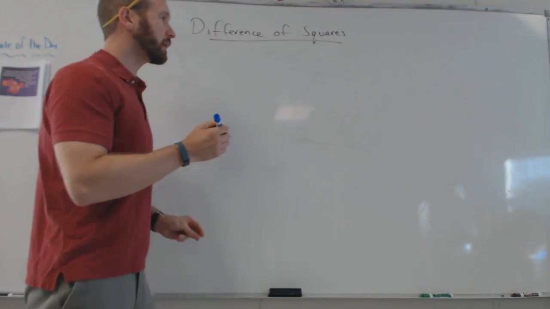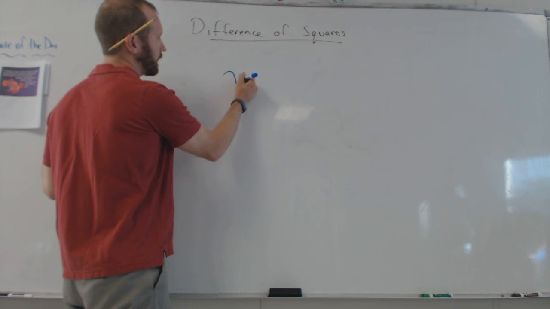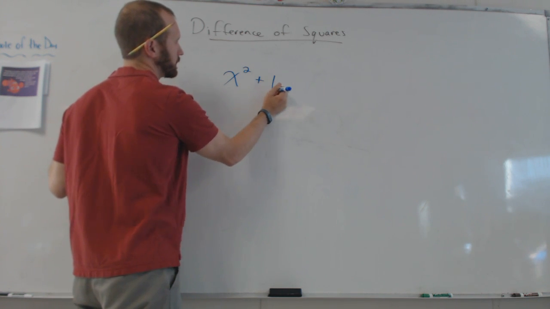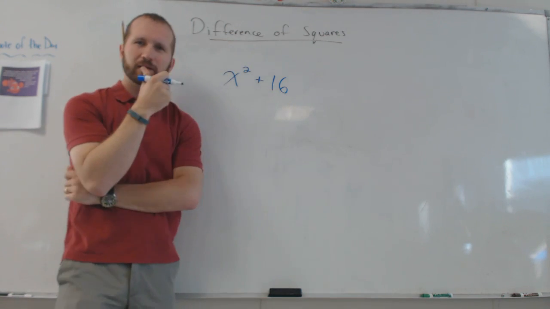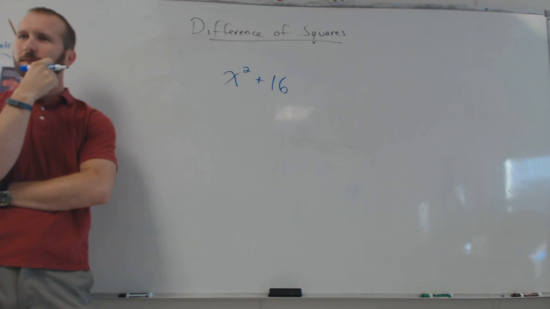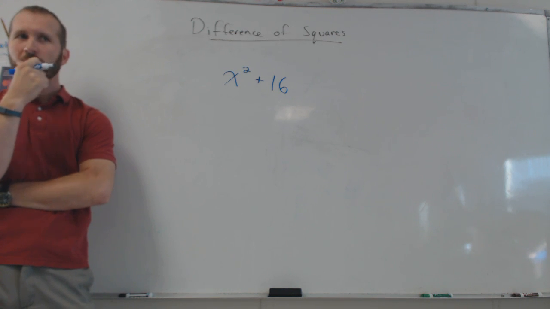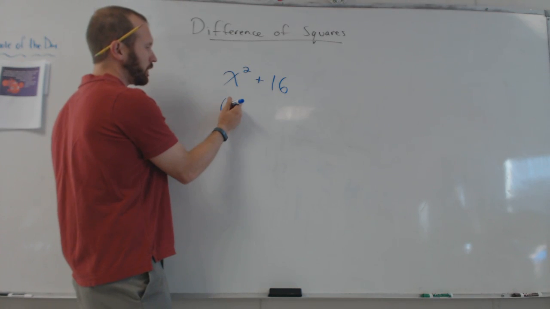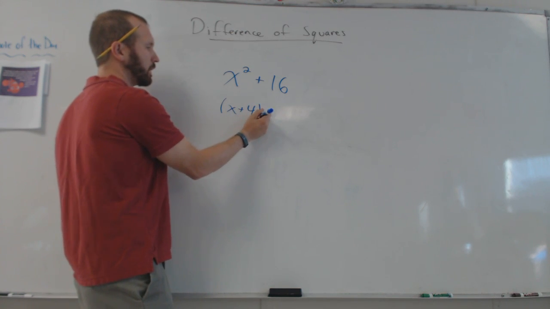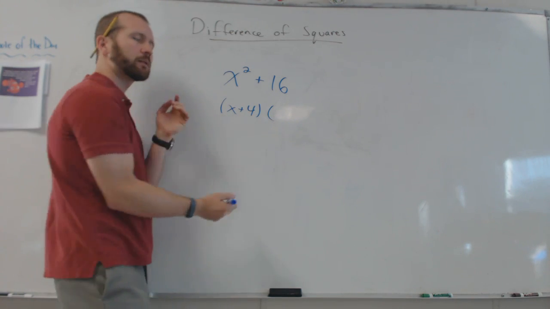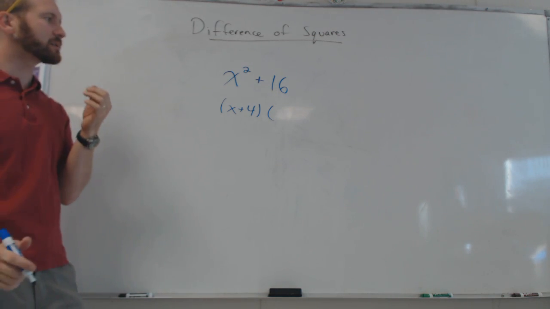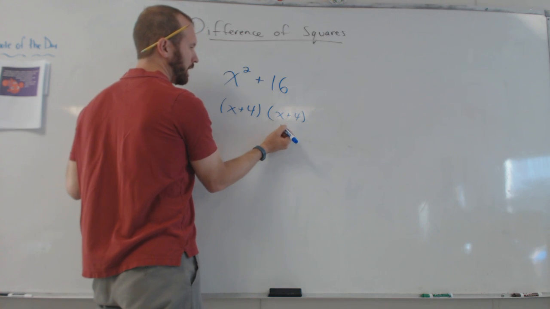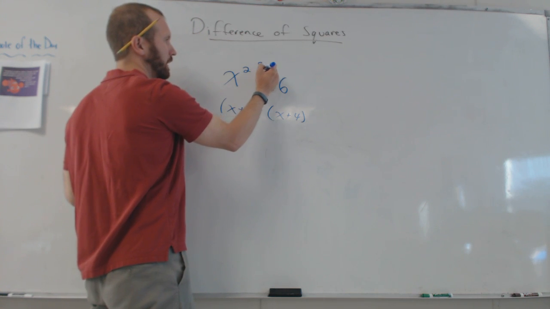And then the last thing that I want to talk about is, what if I had this? x squared plus 16. Can you factor that? It's not a difference. But why is that important? Couldn't I just do 4 and 4? x plus 4 times x plus 4, I would have an 8x, right?